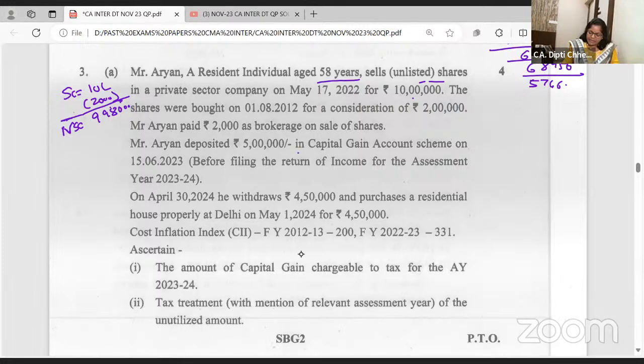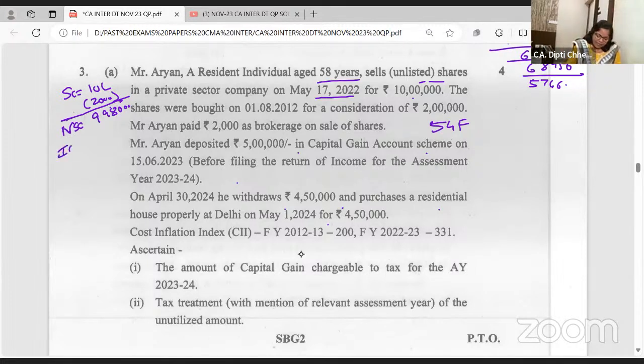Arya deposited 5 lakh in the capital gain account scheme. Okay. Before filing the return. And on 30th April, he withdrew 4,50,000 and purchased a residential house on 1st May. Okay. So when did he transfer? 17th May 22. Within 2 years, he has purchased the house. So he's selling the shares and buying the house. So which exemption? 54F. Sell anything and buy house, but you should not have more than one house.